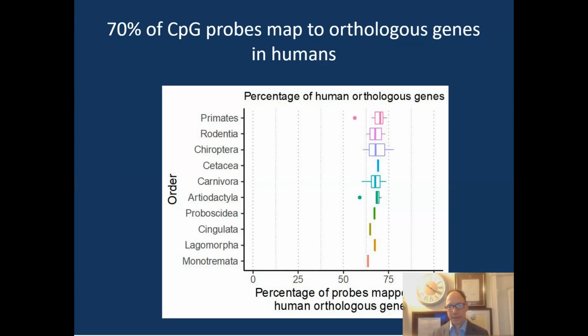But interestingly, 70% of the CpGs map to orthologous genes in humans, and that's very exciting, because imagine you study cytosines in a mouse or a bat, then typically these cytosines are located near the same gene as in humans. And that highlights really the virtue of the mammalian array. It allows you to look at genes and pathways that are conserved between many different mammalian species.